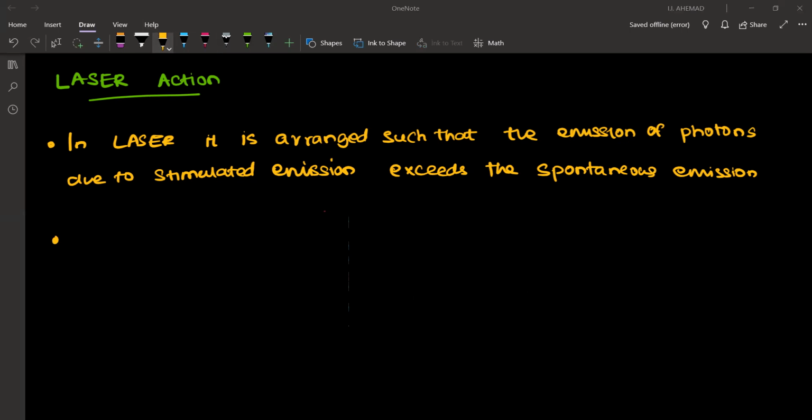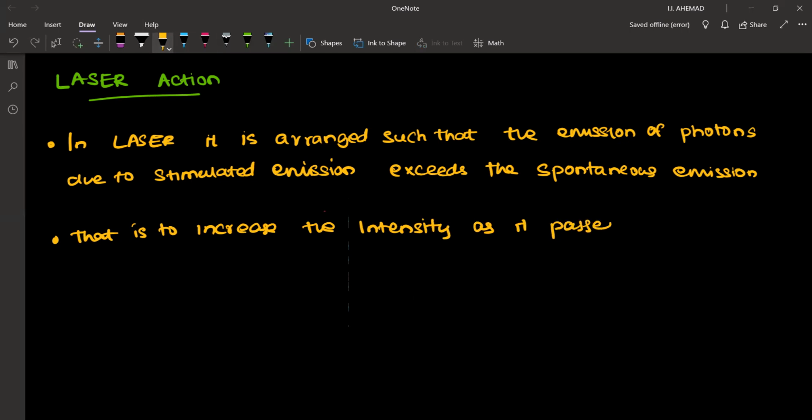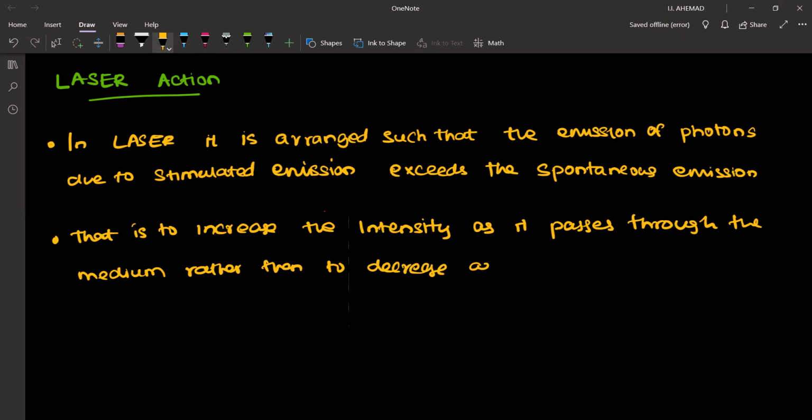So second point: that is to increase the intensity as it passes through the medium, rather than to decrease as usual. Next point.